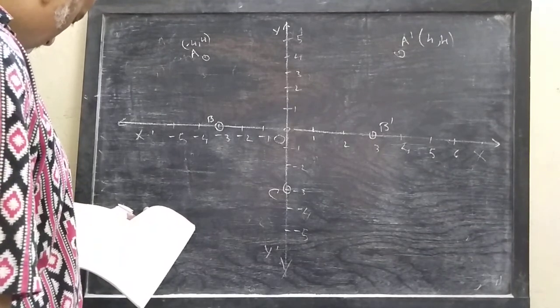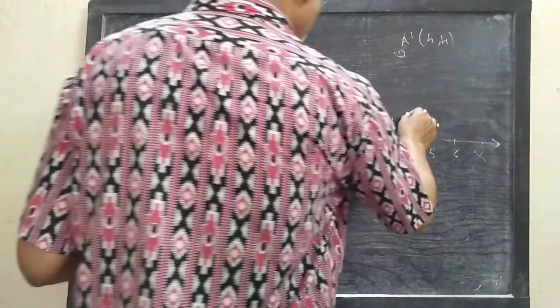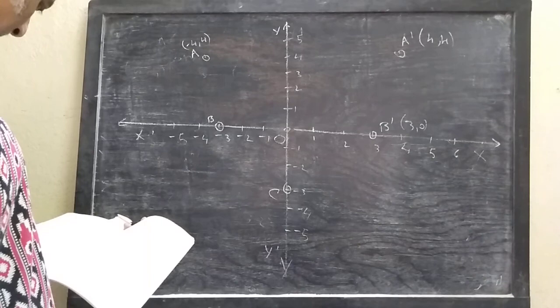Name them individually and write down the coordinates. This is (3, 0). Okay. Name the figure OABC, B dash, A dash.